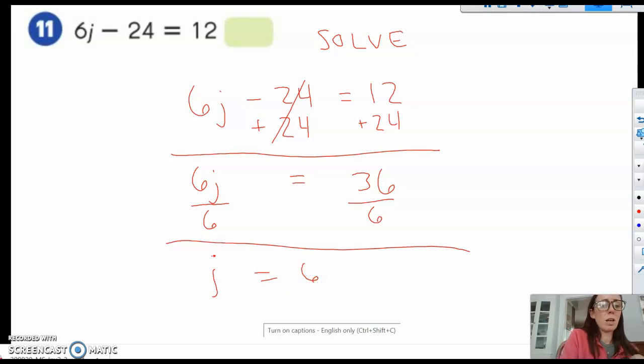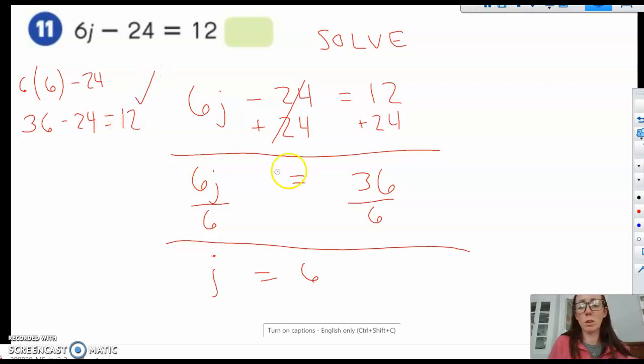And again, if I plug that in, 6 times my j, which is 6, minus 24, I should get 12. So I have 36 minus 24 equals 12. So I know I did my work correctly.